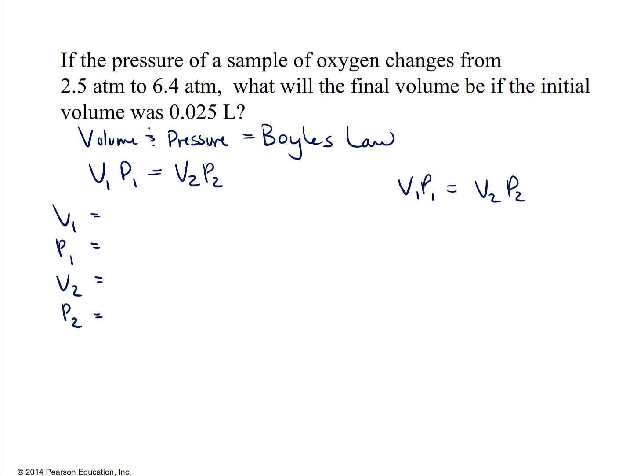Okay, so in this one, what is V1? 2.5 ATM. What is P1? Wait. Yeah, I have them written backwards. 2.5 ATM. And V1? 0 to 5 liters. So V2? That's the final volume. And then P2?